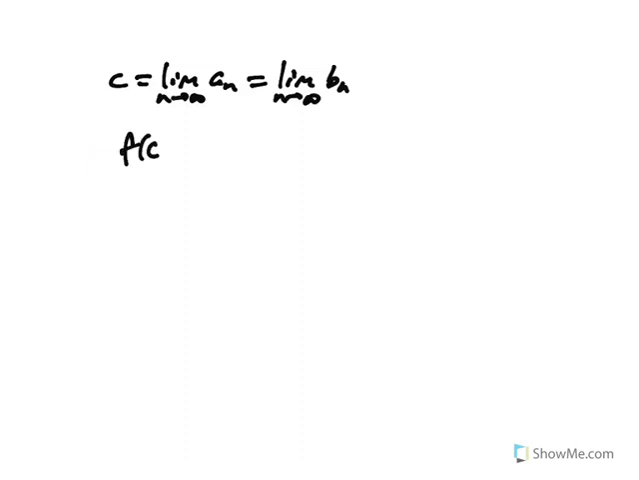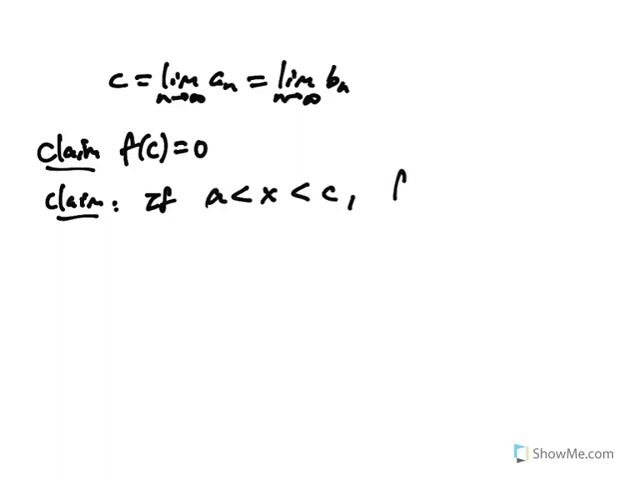Okay, now I claim that f of C must be 0. That's one claim. And then the second claim is that if x is any point strictly between A and C, then f of x is actually strictly positive. So in fact, C is the leftmost root, because anything to the left of C is not a root. f of x will be positive. So this will establish the existence of that leftmost root that we wanted.